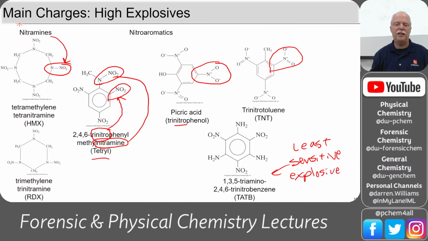At least the least sensitive that I know of. Maybe there's others. And this is TATB, so trinitro triamino or triamino trinitrobenzene. So this is still a nitroaromatic. Okay. So HMX and RDX are nitramines. Tetryl is both a nitro and a nitra, so nitroaromatic and a nitramine. And then all 3 of these are nitroaromatics. So for our composition B or other kinds of plastic explosives, there are different mixtures of these main charges. Okay.